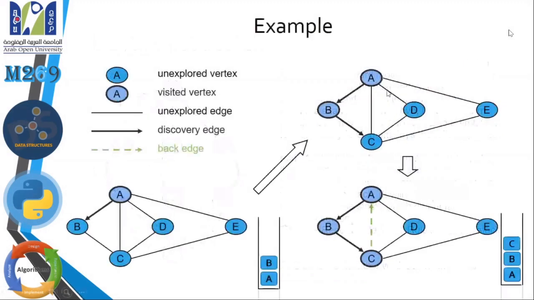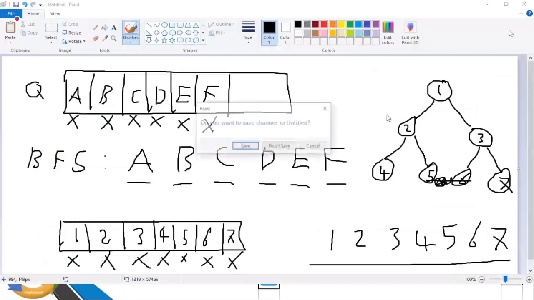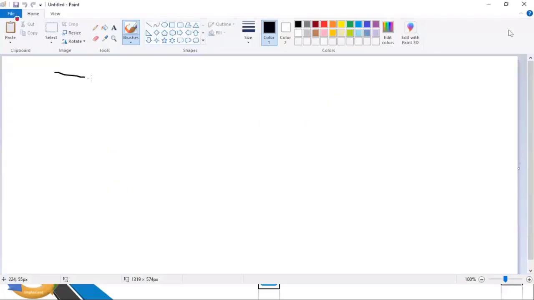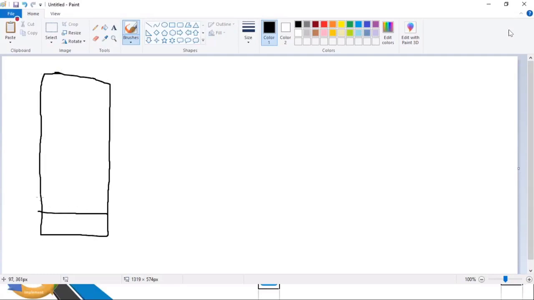Let's look at almost the same example. Now, you have A, B, C, D, E. That is the connection. Now, we need to read it as depth, not breadth. Let's put it here, so it will be much easier, inshallah. We will have a stack. Okay, that is the stack.